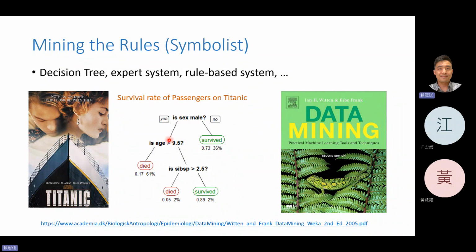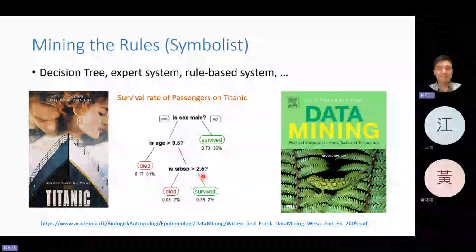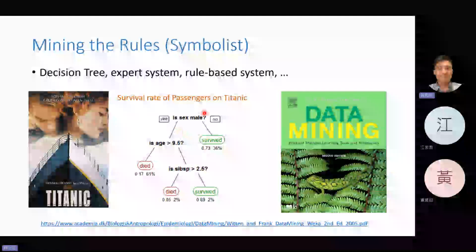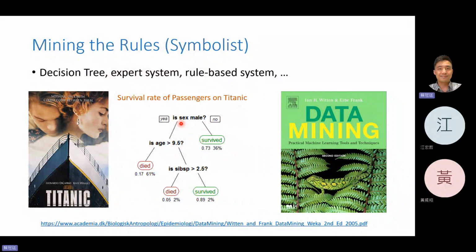If you are male, then it checks the age of the passenger. If the passenger is older than 9.5 years old, then it's highly possible he will die. So 61% chance of dying. But if it's a kid, younger than 9.5, then it will check if he has siblings. If he has too many siblings, then still he has a higher chance to die. But anyway, if you are male, you have a much lower survival rate on Titanic.